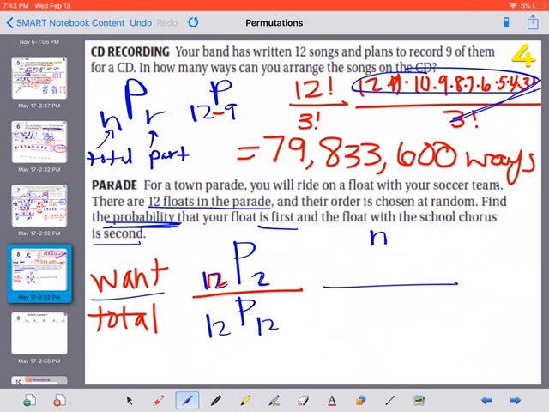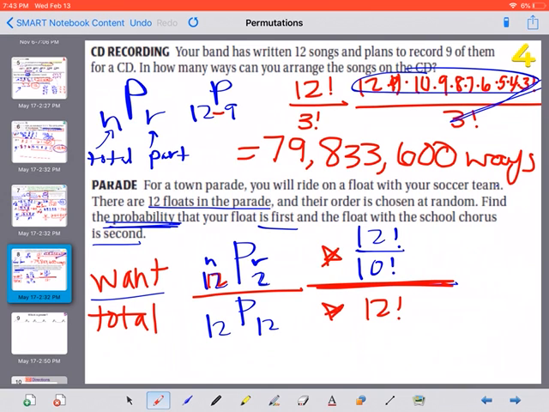So on the top here we have n factorial over n minus r factorial. So we have 12 factorial over 10, or 12 minus 2, which is 10 factorial. That's on the top. On the bottom, 12 combinations of 12, that's just 12 factorial. So we need to solve this part and solve this part, and that's going to give us our probability.